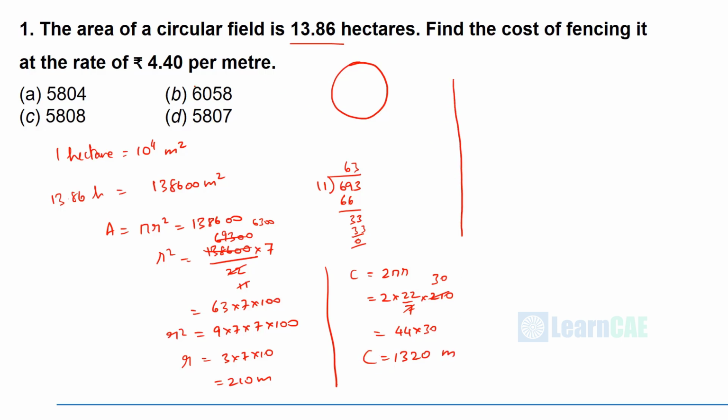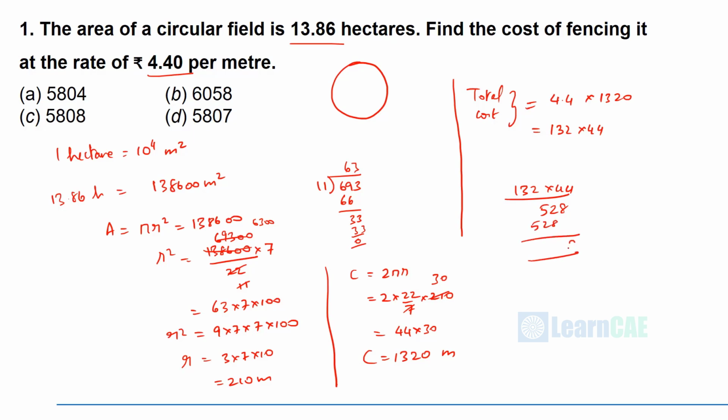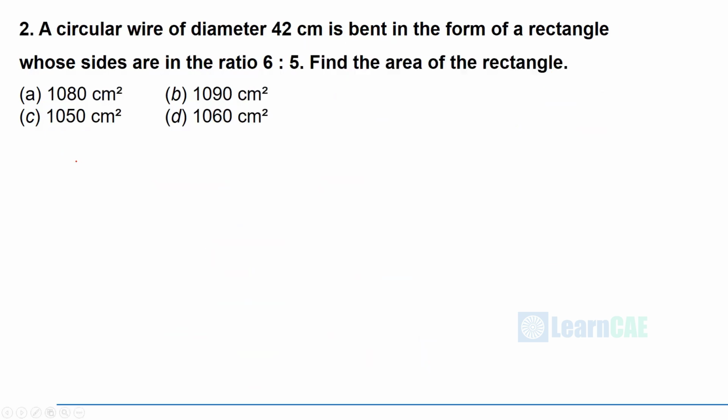So the unit cost is 4.4 per meter. So the total cost will be unit cost into circumference, that is 4.4 into circumference 1320. This is equal to 132 into 44. We shall multiply this 132 into 44. 2 4s are 8, 3 4s are 12, 1 4 is 4, 5. Similarly 528. This will be 8085. So the answer is 5808 rupees.